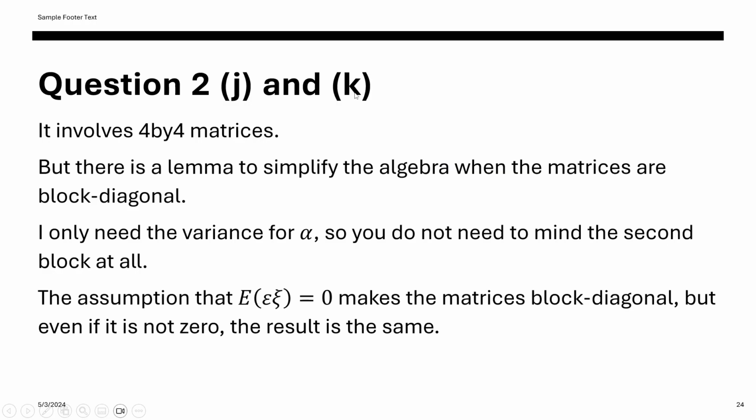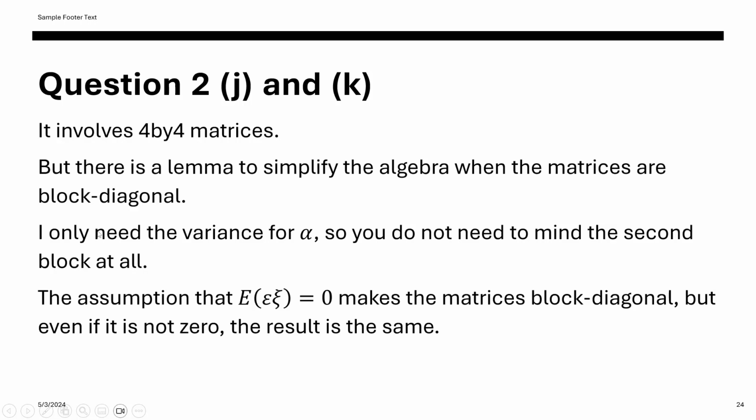And questions J and K are about asymptotic variance. Because we are estimating 4 parameters at the same time, the covariance matrix will be 4 by 4. The weighting matrix will also be 4 by 4 because there are 4 moment conditions. A 4 by 4 matrix is not easy to handle, but fortunately they are block diagonal matrices. So the algebra is easier than it looks when you use the structure, okay?